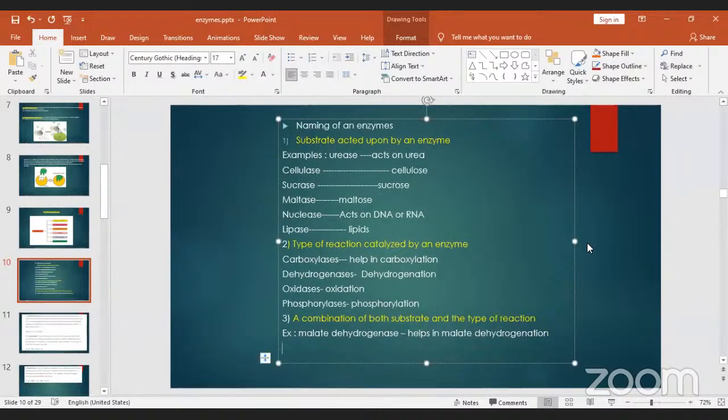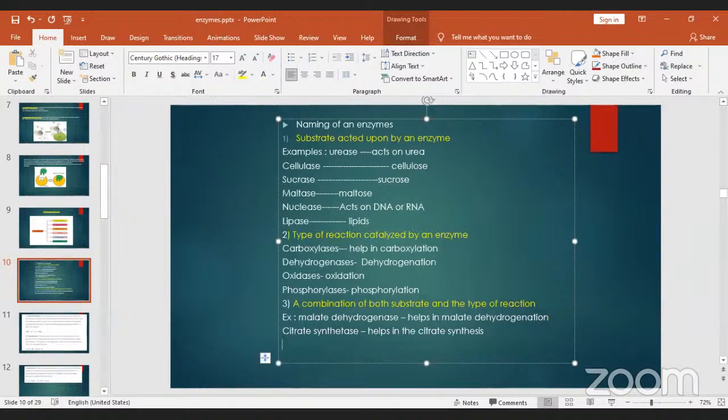Second one, citrate synthetase. Citrate synthetase, it is an enzyme, helps in the citrate synthesis. And third one, pyruvate kinase. Pyruvate kinase helps in the pyruvate synthesis.